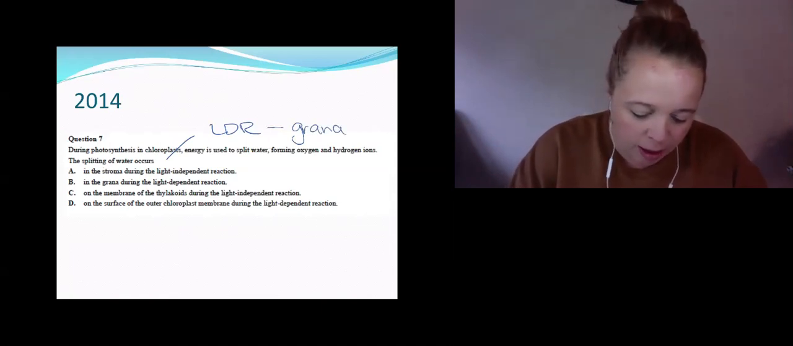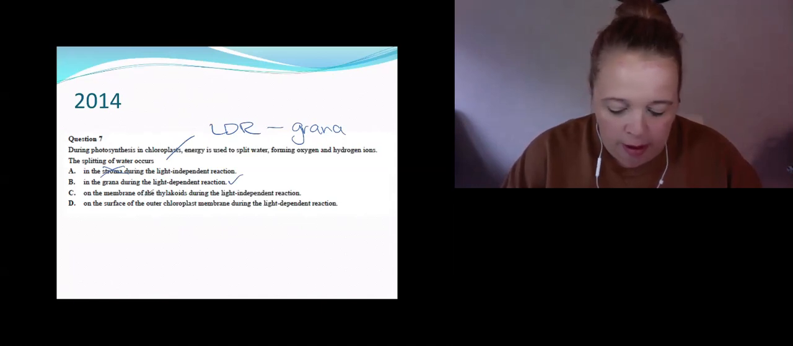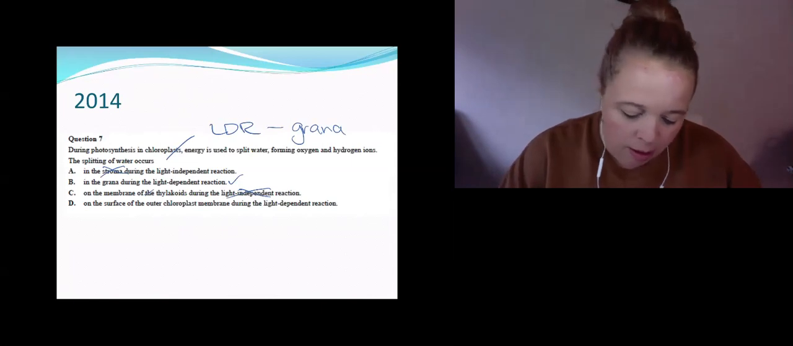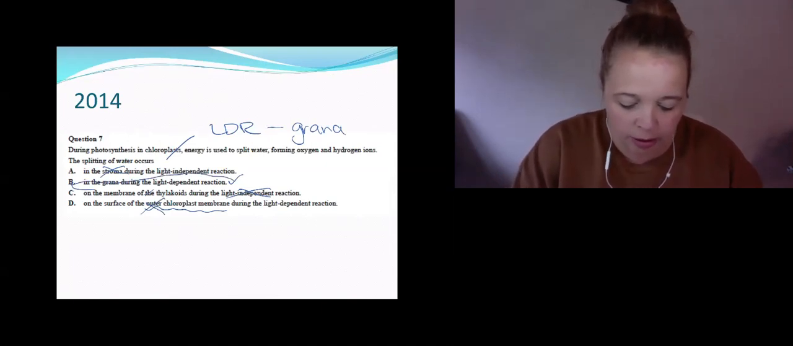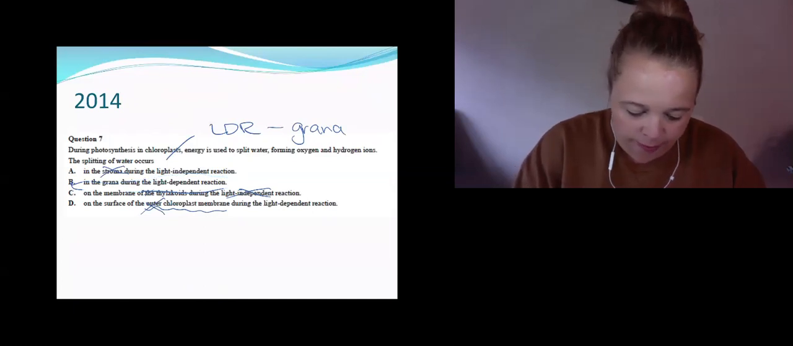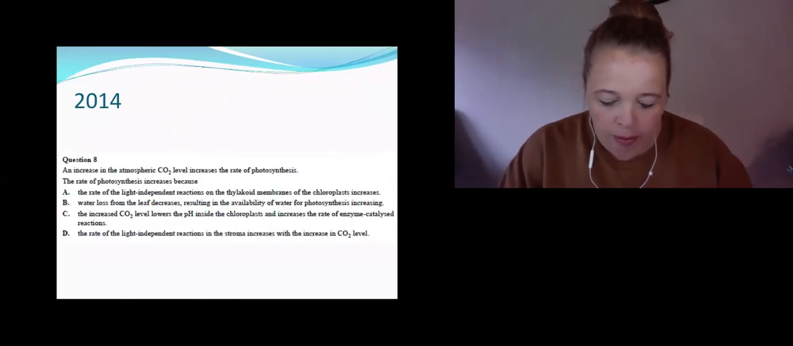So the first one says it happens in the stroma. Nope, that one's going to be wrong. Happens in the grana in the LDR sounds right. On the membrane of the thylakoids also sounds right, but the light independent reaction sounds wrong. On the surface of the outer chloroplast membrane, outer, no. Okay, so our answer to this question here is going to be B. Now the next question, give it a pause.